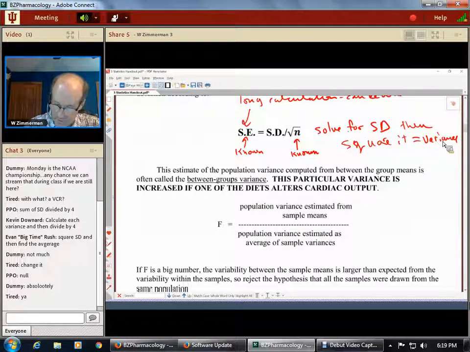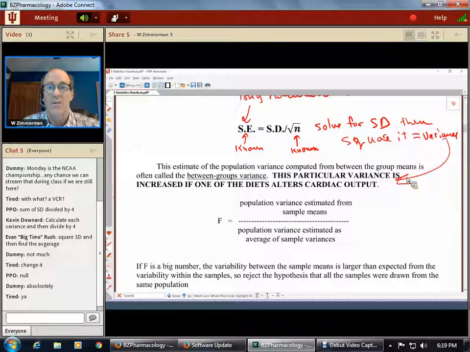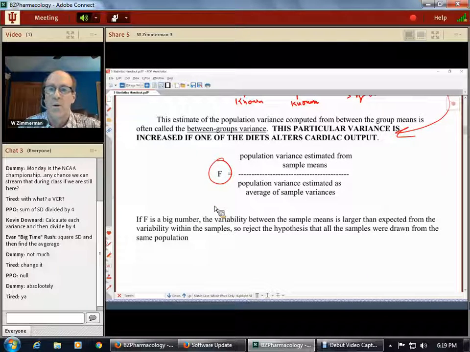So note that this particular variance is increased if one of the diets alters cardiac output, because those means will be spread out more. But then we do this analyzing of variance, and we compare the population variance estimated from the sample means above versus estimated from the average of the sample variances on the previous page.